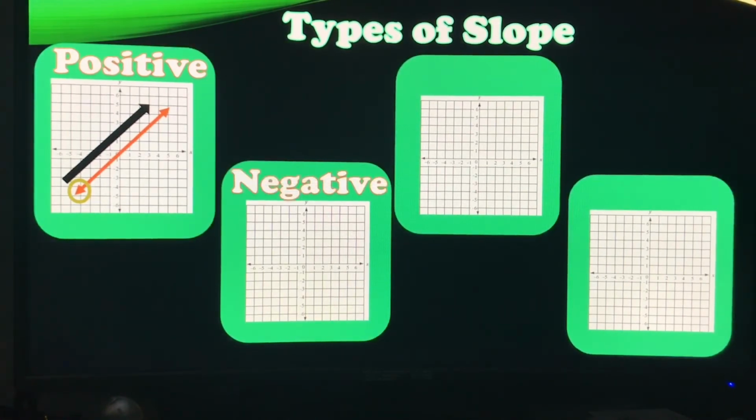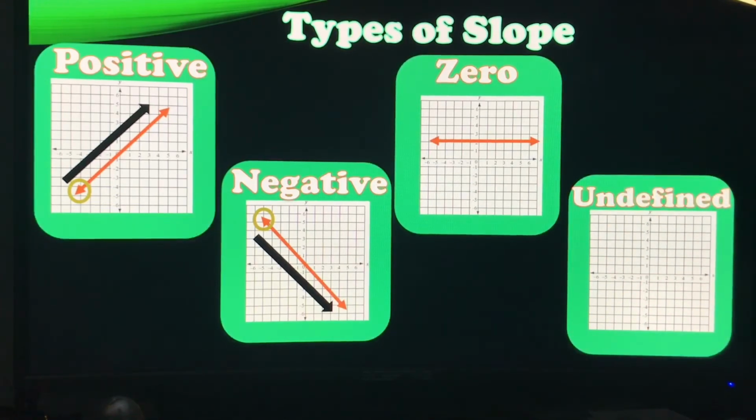Then another type of slope is negative. Every time we're trying to calculate, I'm starting on the left of my graph. And I follow along the line and it's going down. So it's a downhill climb, which is a negative direction. Then there's 2 other types. I have a zero slope. A zero slope will go from left to right. Okay? An undefined slope goes up and down.